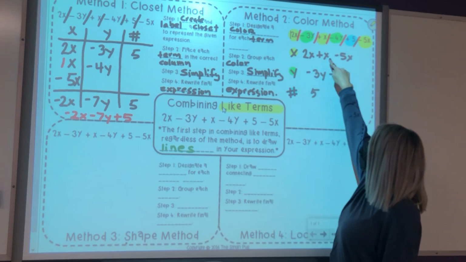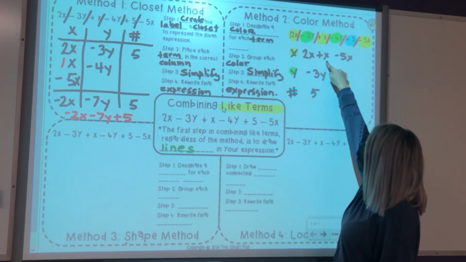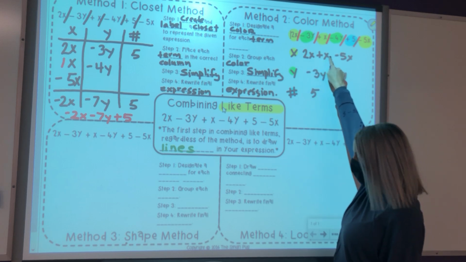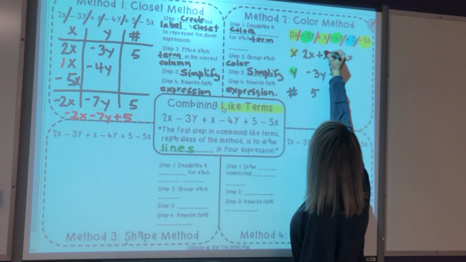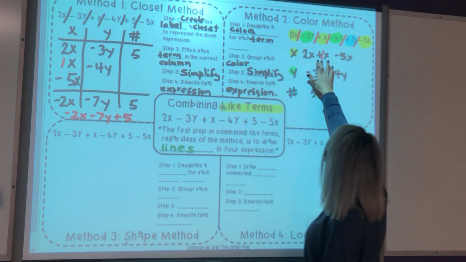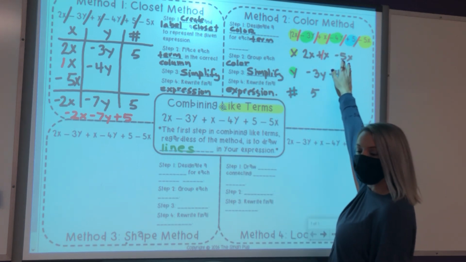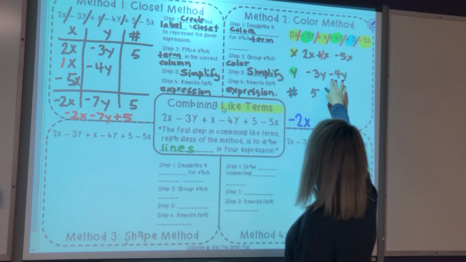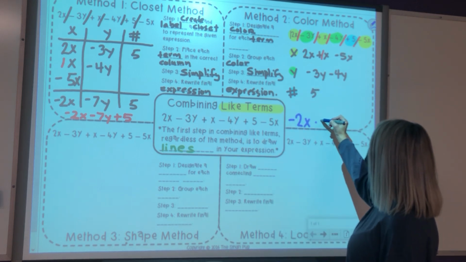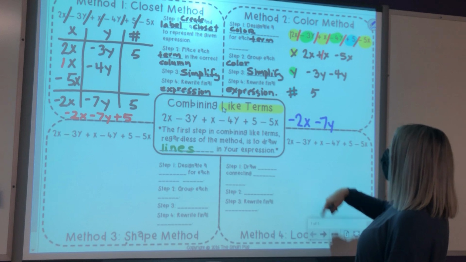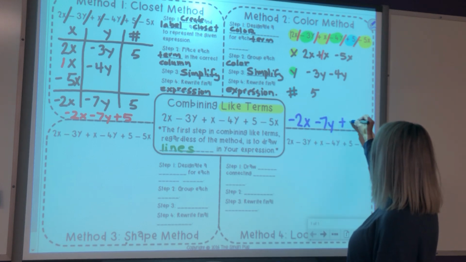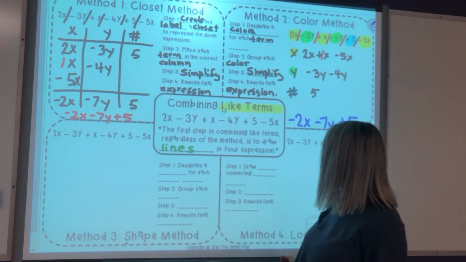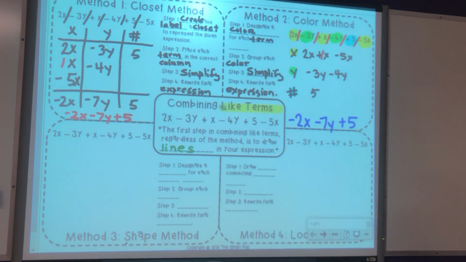All right, so 2x plus x. 2x. What's in front of this x? 1. It's a 1. 3x. Okay, so that's 3x. Then 3x minus 5x, negative 2x. Okay. Negative 3y and negative 4y. Negative 7y. And then we have this. Positive 5.